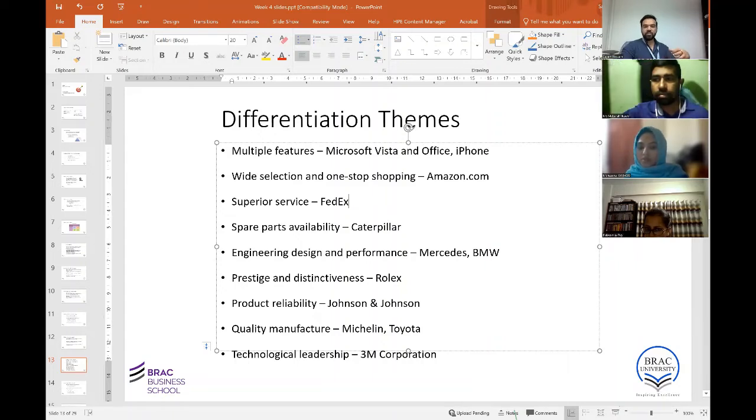So the differentiation strategy could be adopted in different styles. And these are all some examples of different types of differentiation themes. So you just need to choose one of these themes when you want to compete with your competitors.